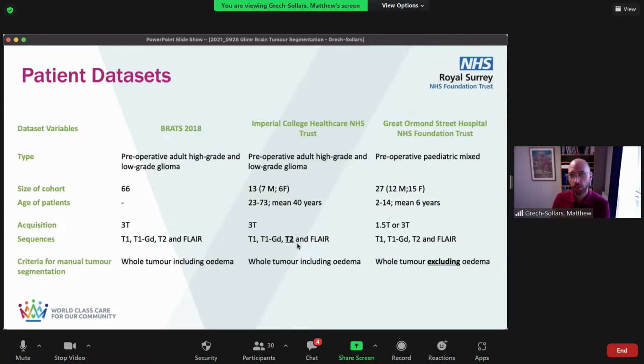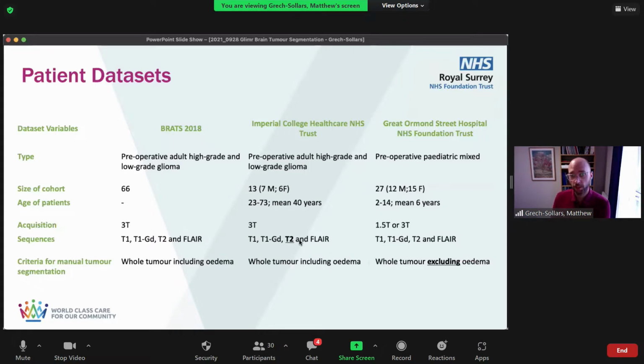In the case of the Imperial dataset, we did not have a T2 axial. But we had a diffusion dataset, and we just used the B0 of that dataset as a replacement for the T2. And this is where you start seeing that there's a difference in clinical implementation versus what sometimes can be done in one of these challenges, such as the BraTS challenge.